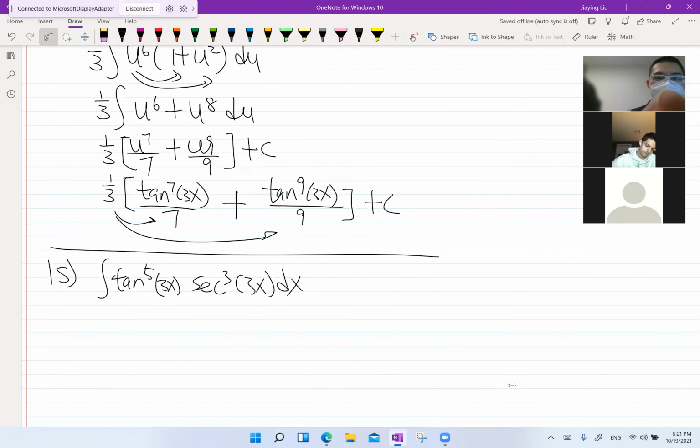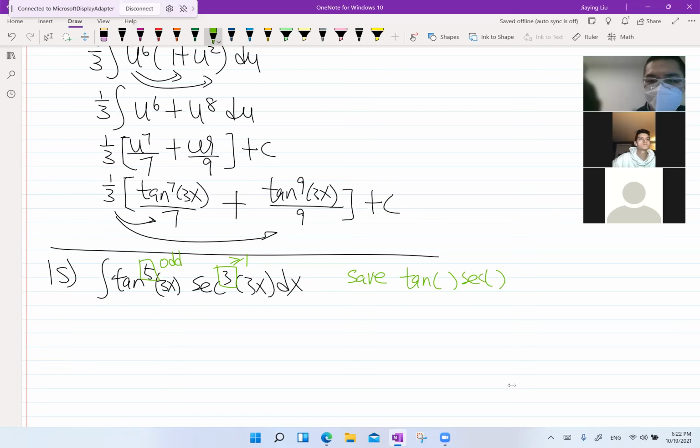Now, again, I'm looking at the exponent. So here I have 5, it's an odd exponent. Secant is also odd, so secant is not even, so the previous technique doesn't work. But the good thing is that here we have tangent as an odd exponent and the secant has an exponent greater or equal to 1. And that's good. In this case, we're going to save one tangent, so we're going to save tangent multiplied by secant.